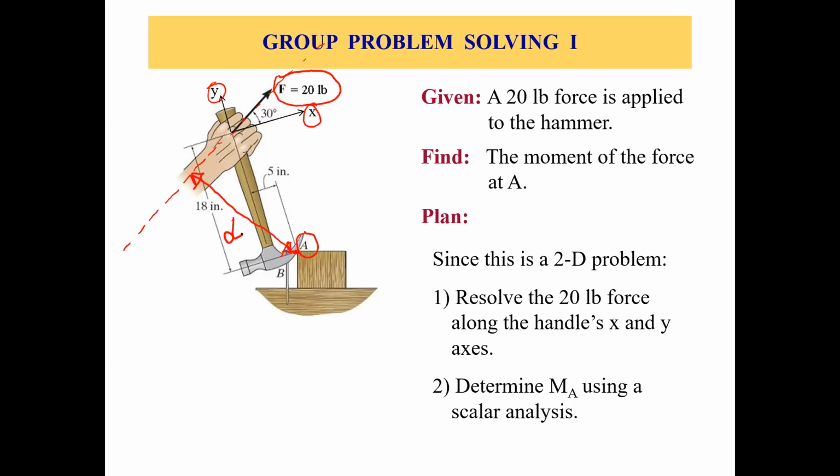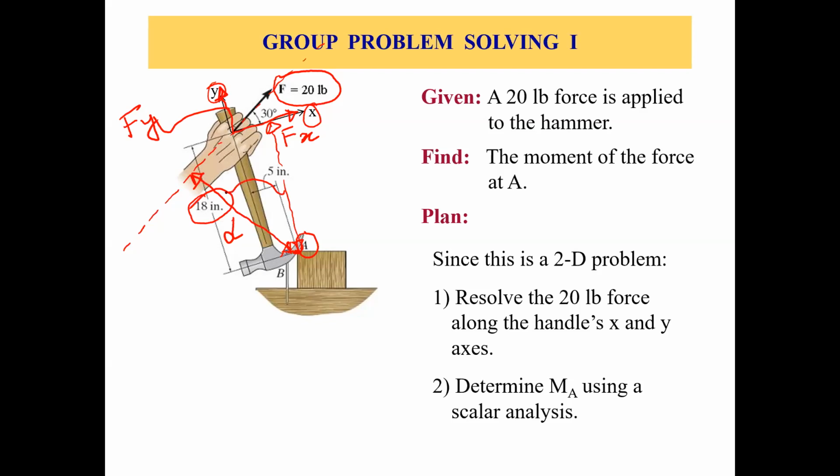So now this is your Fx, and this is your Fy. If you resolve this force F into two components, you will get Fx and Fy. Now luckily, if you see, this 18 inches is the perpendicular distance between the line of action of Fx and point A, because this is the perpendicular distance between Fx and point A, which is given as 18 inches.